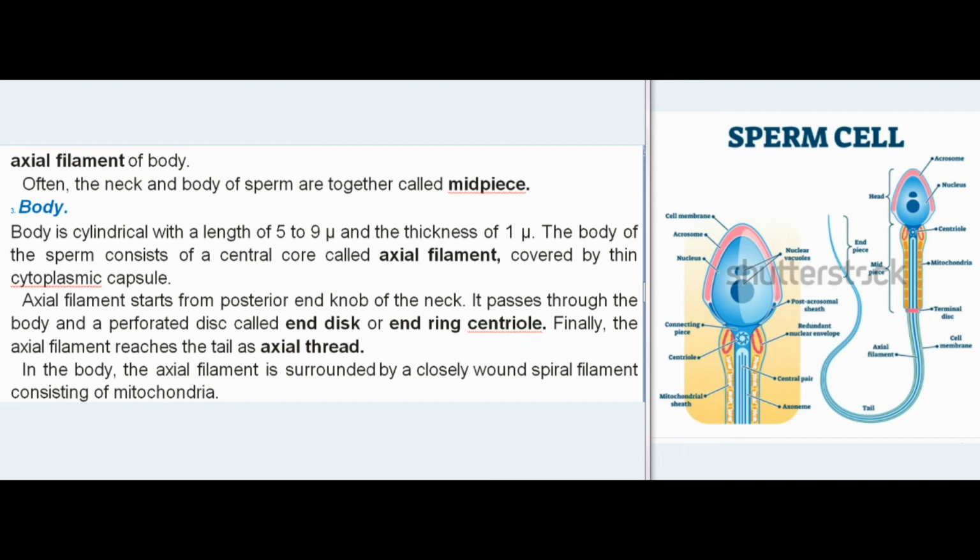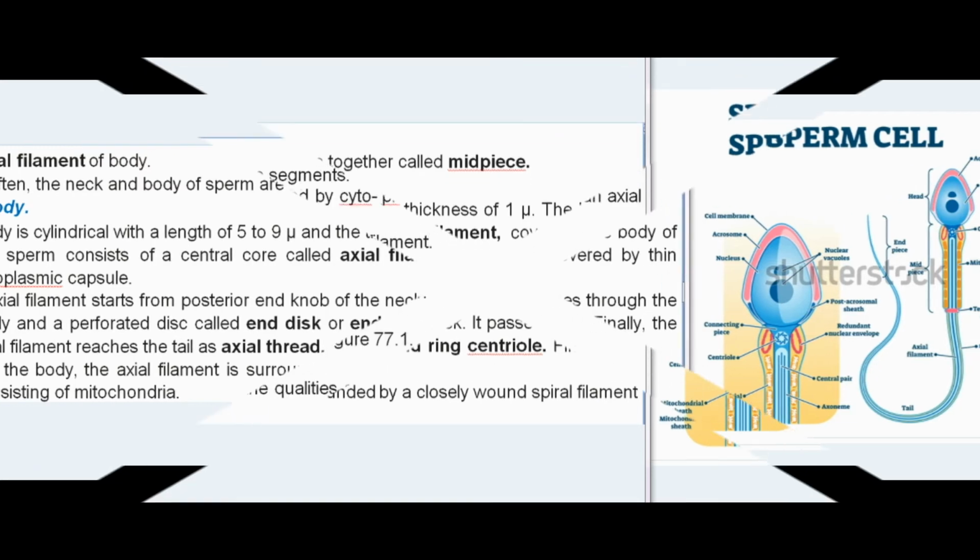Body. Body is cylindrical with a length of 5 to 9 and the thickness of 1. The body of the sperm consists of a central core called axial filament, covered by thin cytoplasmic capsule. Axial filament starts from posterior end knob of the neck. It passes through the body and a perforated disc called end disc or end ring centriole. Finally, the axial filament reaches the tail as axial thread. In the body, the axial filament is surrounded by a closely wound spiral filament consisting of mitochondria.